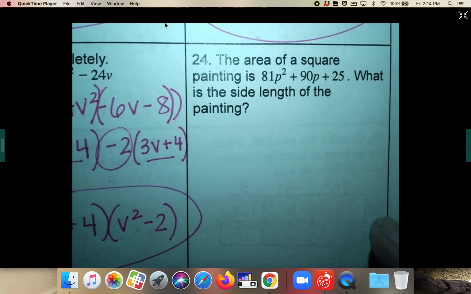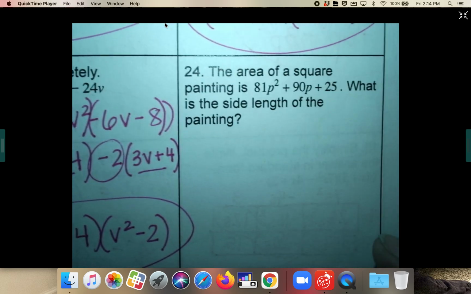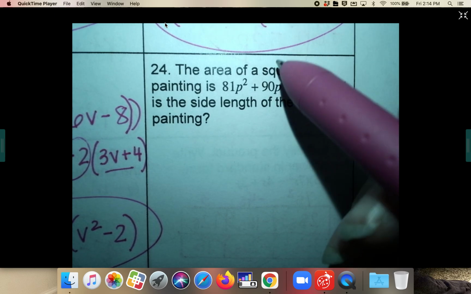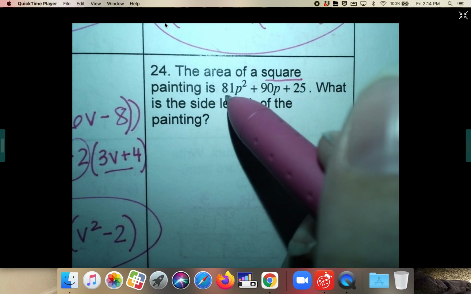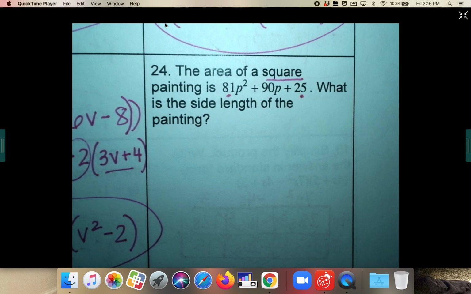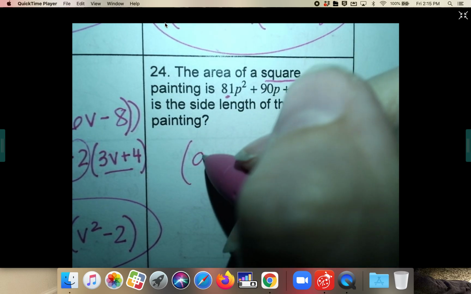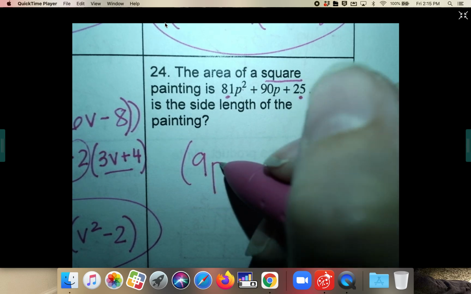All right, and then number 24, it says the area is a square. So that should give you a hint that we're talking about perfect squares. Okay, think about it that way, perfect square roots. So what is the length of one side of the painting? All right, so the first thing is 81's perfect square root is 9. P's perfect square root is P.